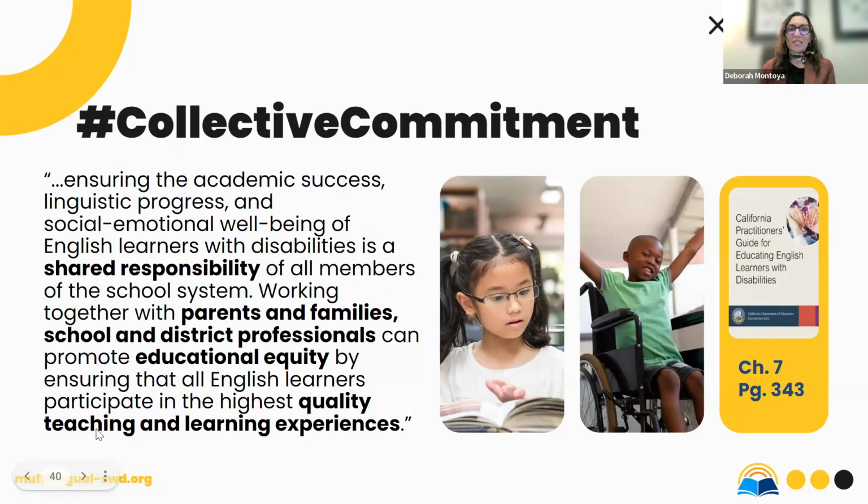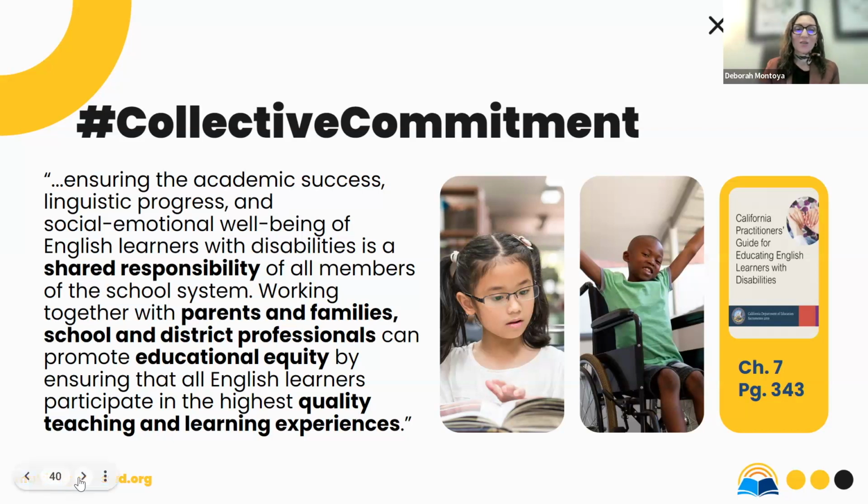We want to thank you for your collective commitment. Ensuring academic success, linguistic progress, and social emotional well-being of our English learners with disabilities is a shared responsibility. We cannot emphasize this enough as we think about student engagement, staff partnerships, partnerships with parents and families, as we work together to assure educational equity, that we're providing our students with the utmost needs, seeing them for who they are, what their needs are, and working together as supportive structures so that all of our students get what they need and become successful individuals.